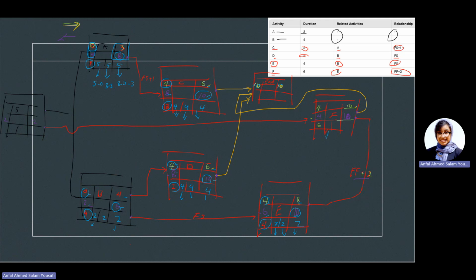Finally, we have F. So F is 4 minus 4, that is a 0. 10 minus 10, that is a 0. And then 10 minus 4 minus 6, that is again a 0. Finally, whatever we have, we're supposed to be having it as a 10, 10. And it is also going to give you zeros in here. So this is the forward pass and backward pass for PDM.